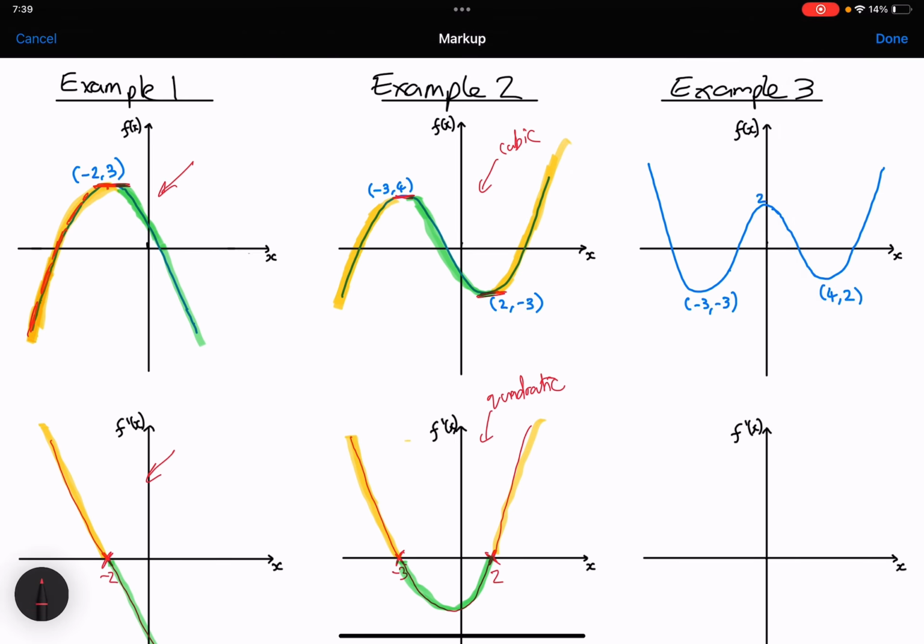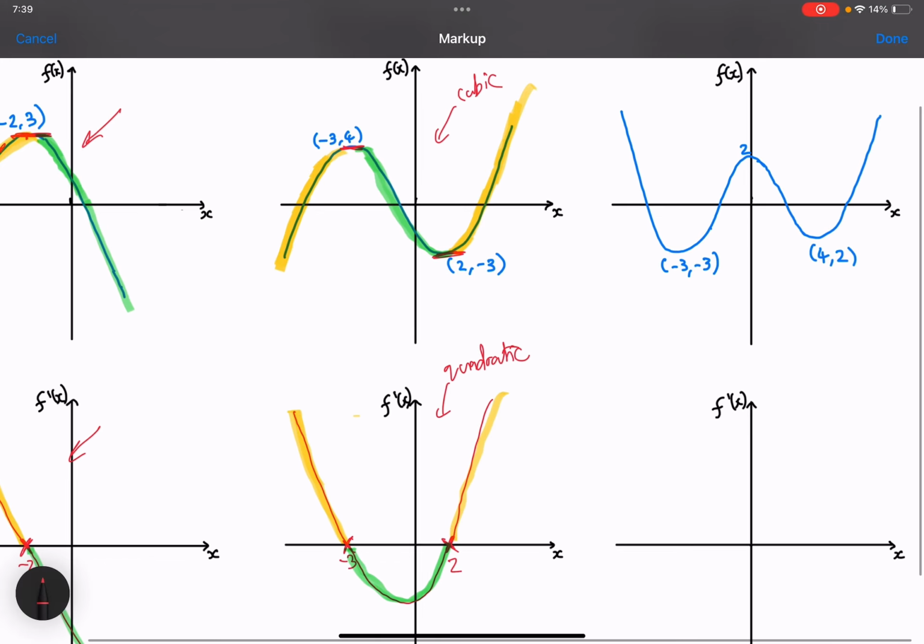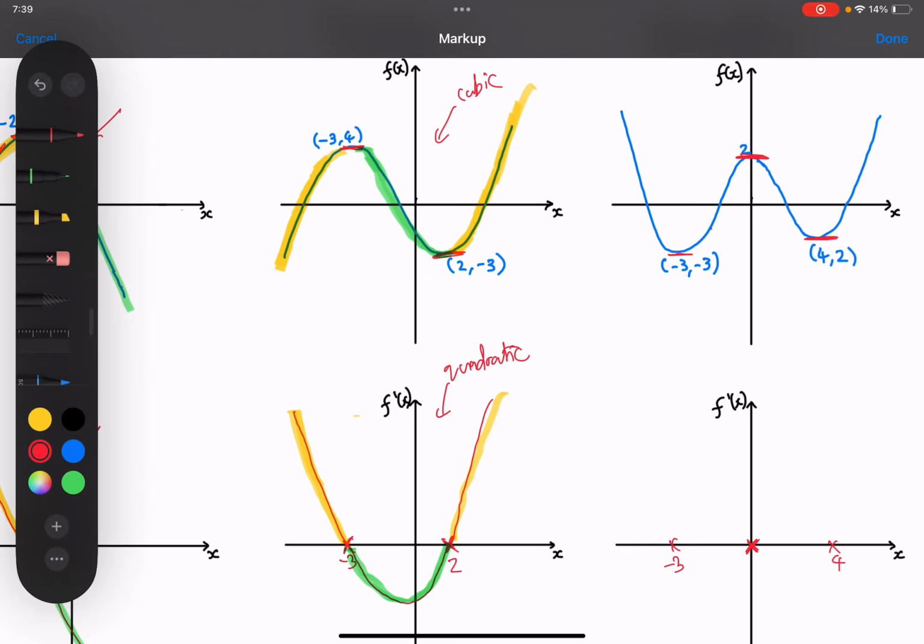And the third example, we've got this quartic looking graph here. We can see we've got a stationary point at x equals -3. So let me put that straight away here. We've got another stationary point when x is 0. So let me put that here. And we've got another stationary point here when x is 4. So let me put that there. So the gradient is 0 at all of those points, and my gradient function should cross the x-axis at all of those points.